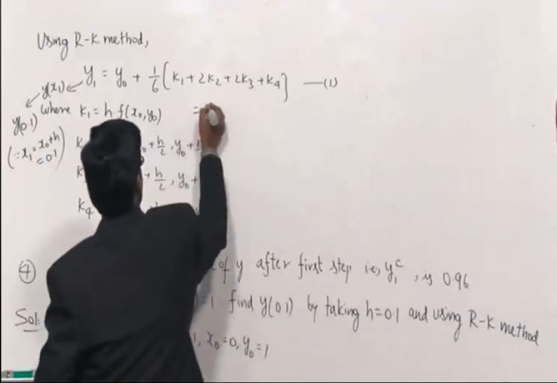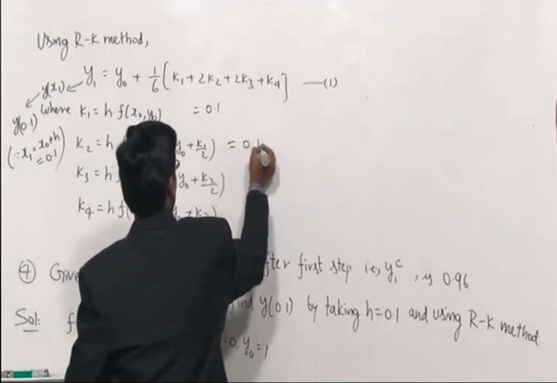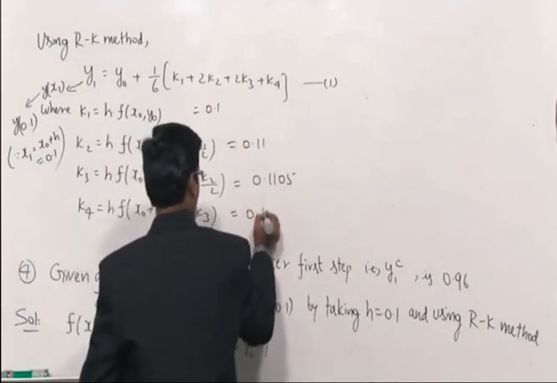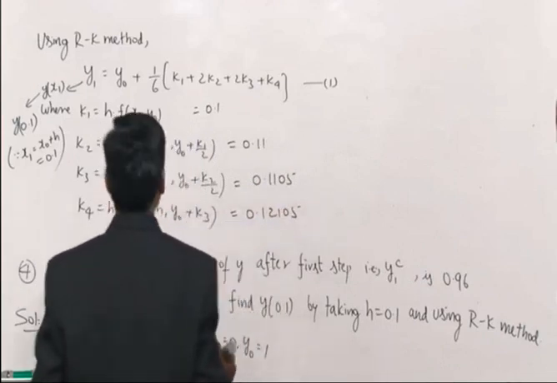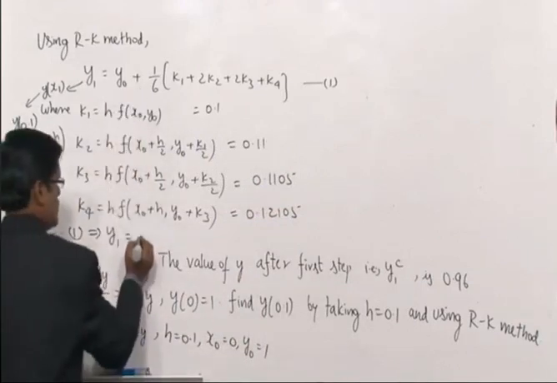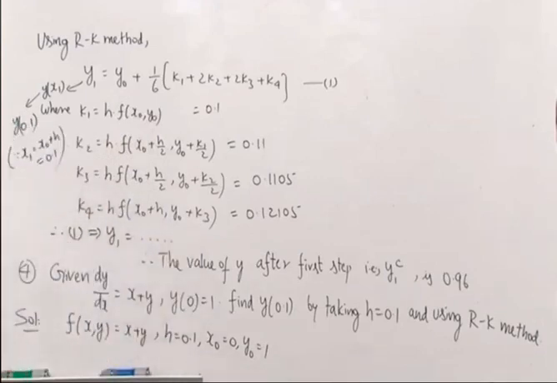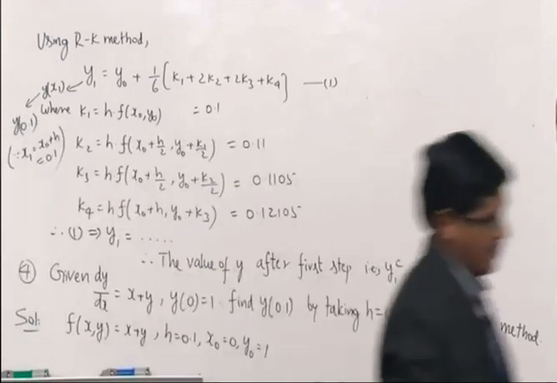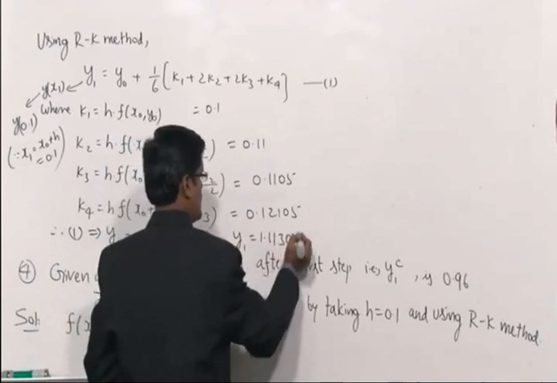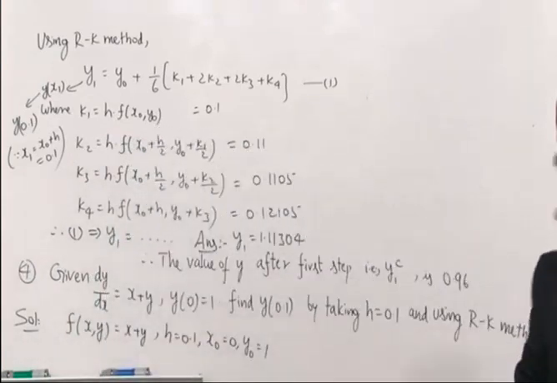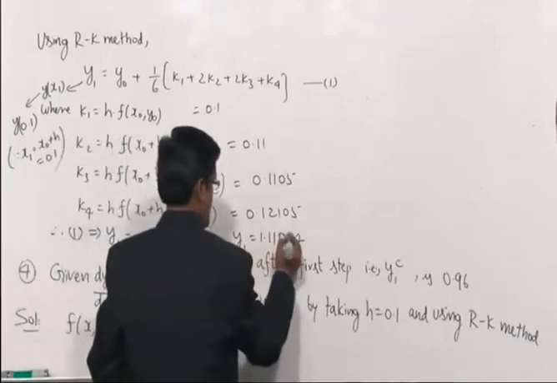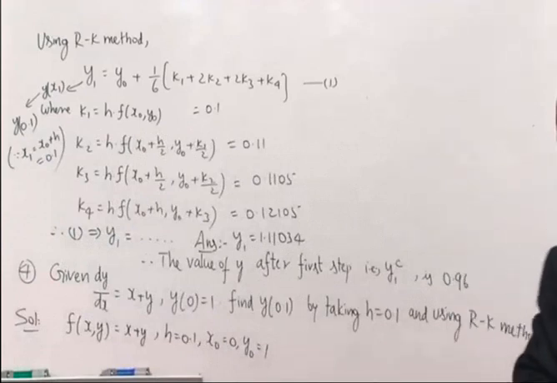Later you check, this is 0.1, 0.11, 0.1105, 0.12105. Therefore 1 implies y1 is equal to, just substitute these things, simplify. Answer is y1 is equal to 1.11304. Sorry, 1.1034. Later you check this is correct or not.